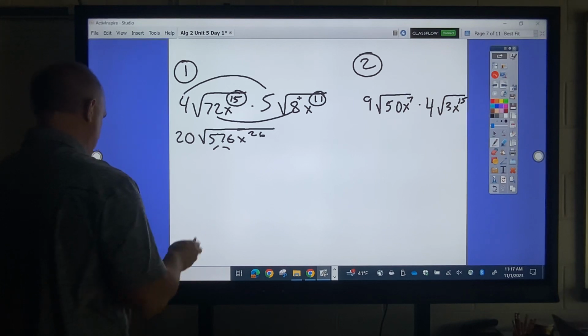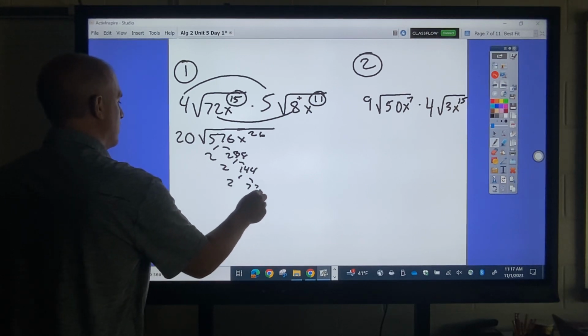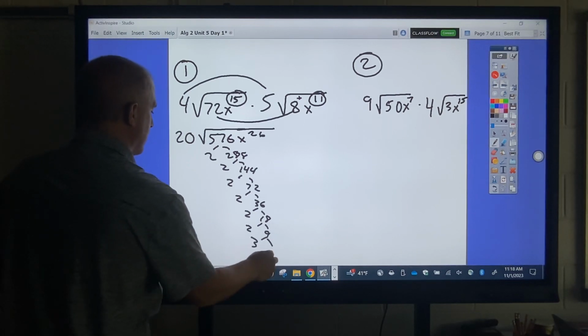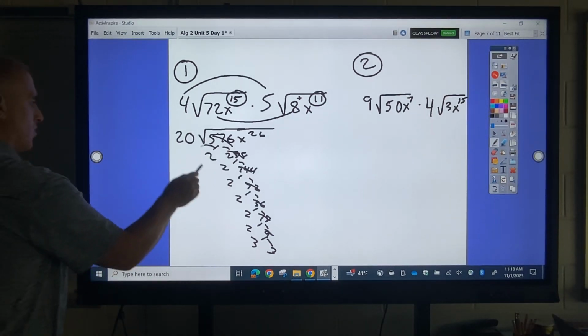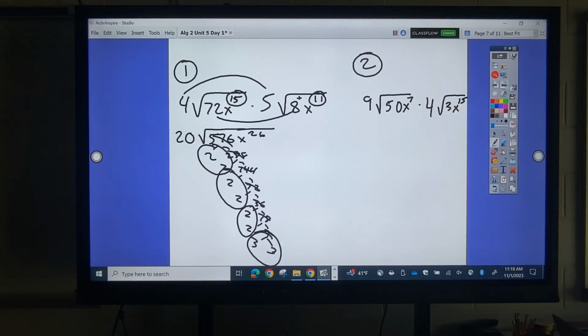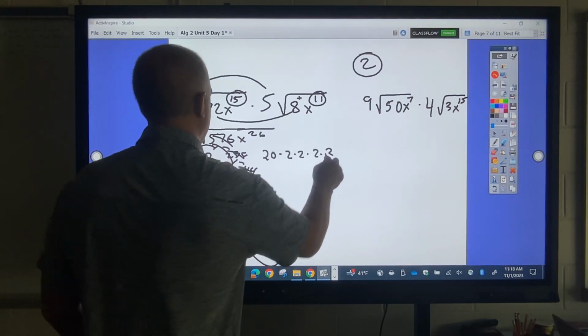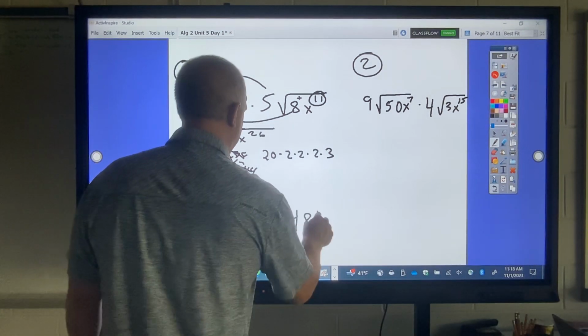Break this down. 576 divided by 2 is 2 and 288, 2 and 144, 2 and 72, 2 and 36, 2 and 18, 2 and 9, 3 and 3. So I cross off the double branches. Since it is a square root, I can circle pairs. Pair, pair, pair, pair. Now, what does that mean? I can do 20 times 2 times 2 times 2 times 3. So 20 times 2 is 40, times 2 is 80, times 2 is 160, times 3 is 480. And that's just going to be outside of the square root.